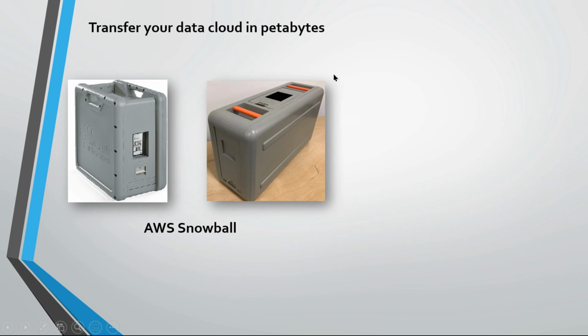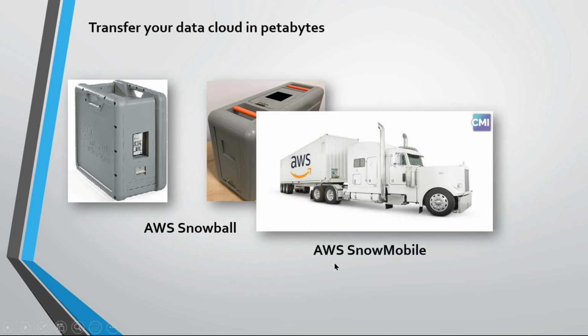But what if you have petabytes of storage, a huge amount of storage? Then AWS offers also another solution. It's called the Snowmobile, which is this container on a huge truck. It could support hundreds, if I'm not mistaken, thousands of petabytes of storage on that huge container, and then it's shipped or drove back to AWS availability zone to offload the data to your S3 bucket of choice.